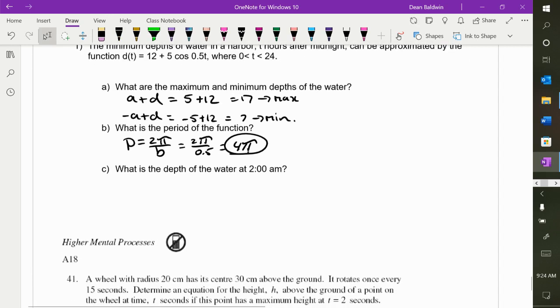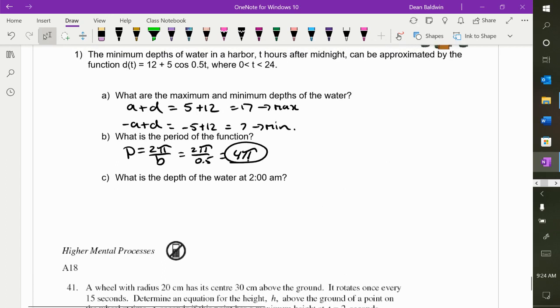What is the depth of water at 2 a.m.? What am I going to do? I'm going to put 2 in for T. And you're all going to do that right now and tell me what the answer is. What mode must your calculator be in? Oh, they just rearranged. They're just messing with you. AKA, I'm messing with you.